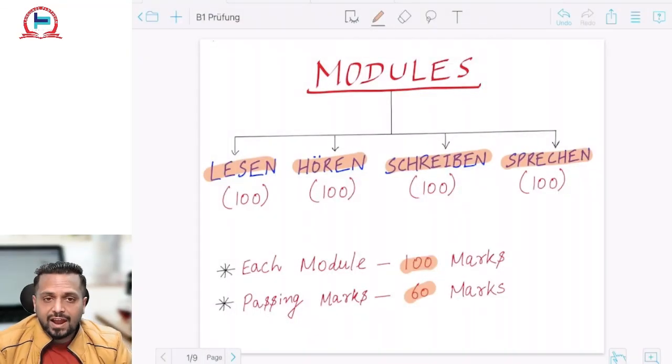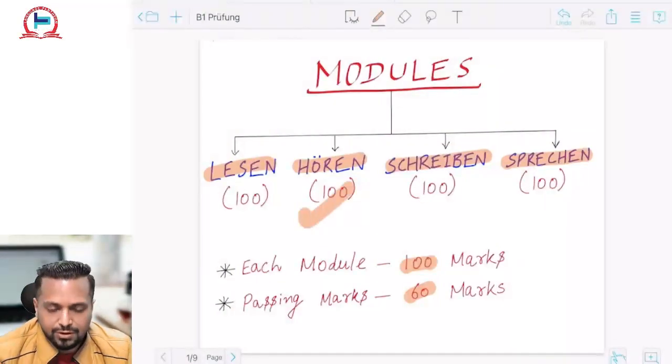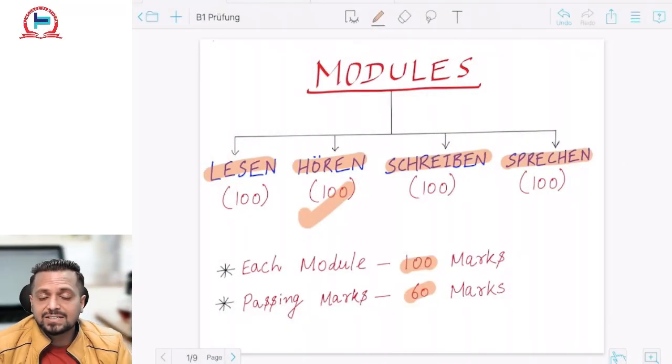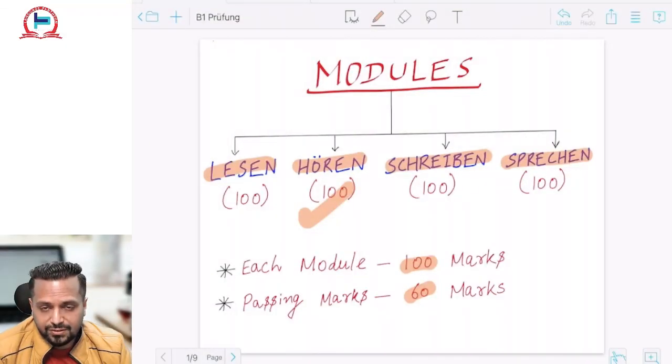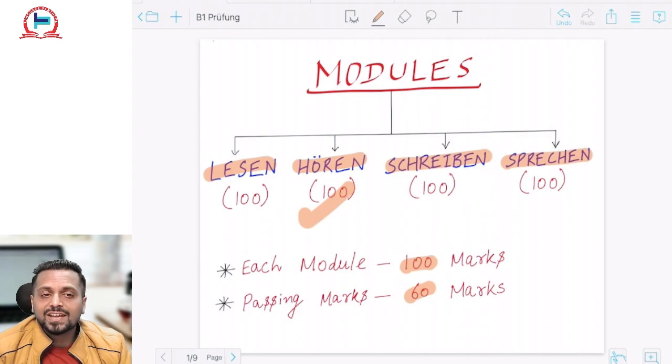And one interesting fact to note here is, even if, in the worst case scenario, you are not able to clear one module, let's suppose you have cleared Lesen, Schreiben and Sprechen, and you could not clear Hören. Then you need not give Lesen, Schreiben and Sprechen again. You only need to appear for Hören again. That's it.